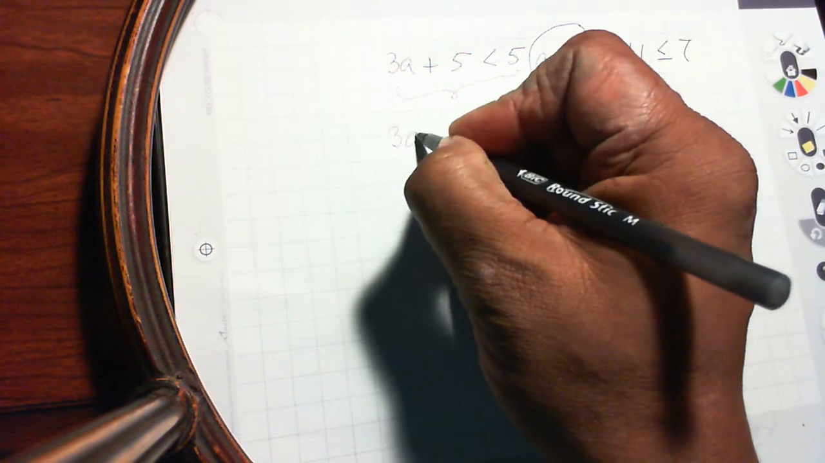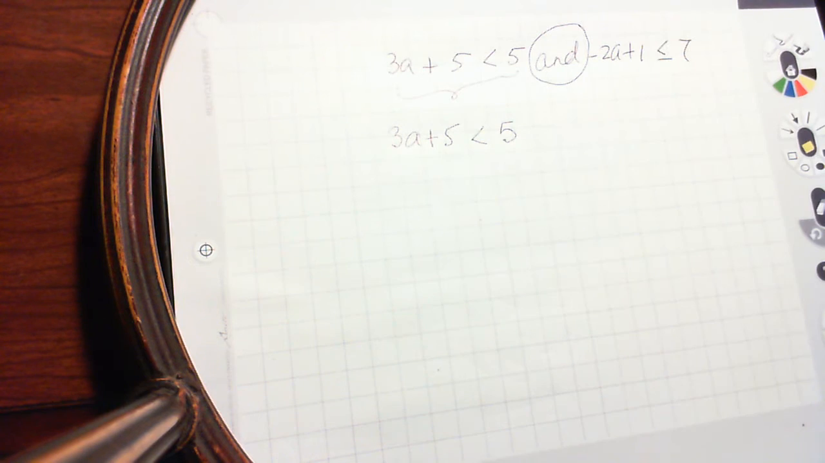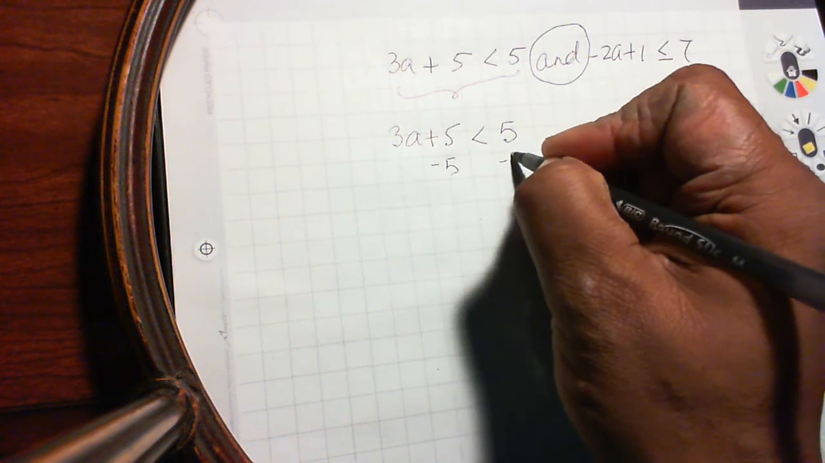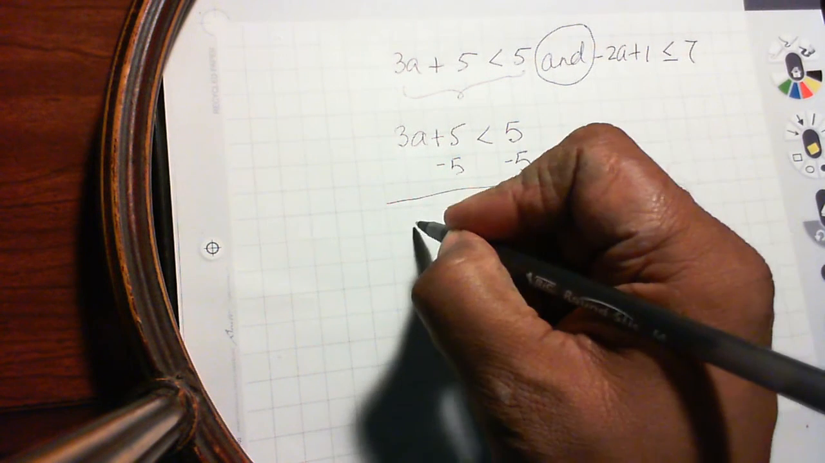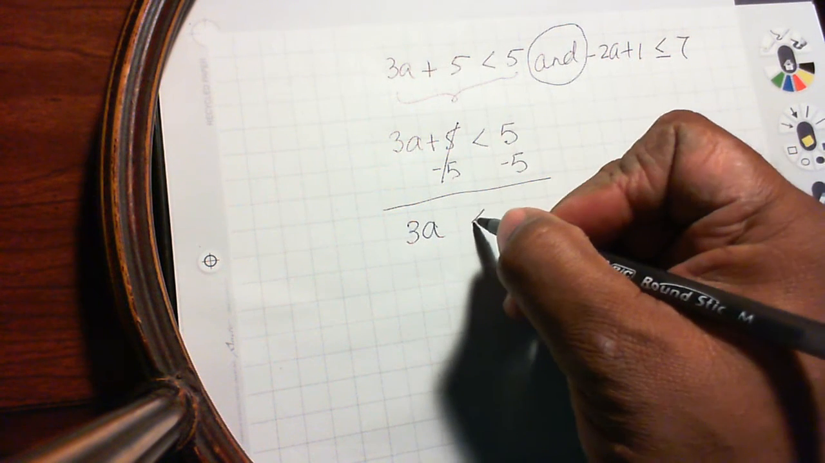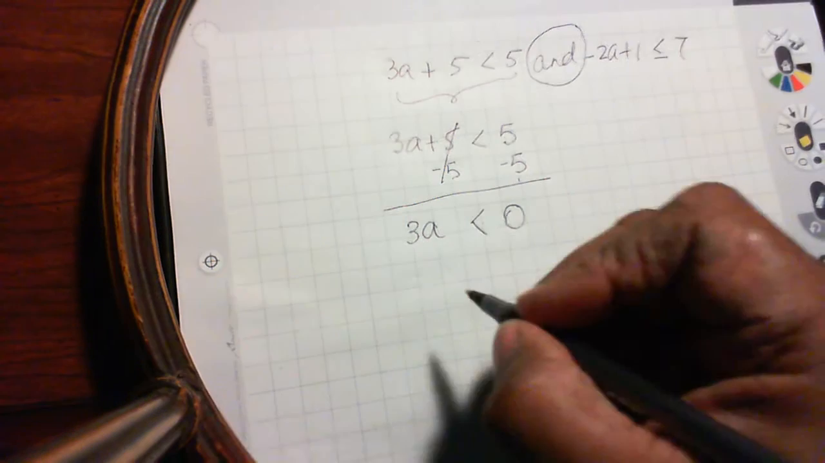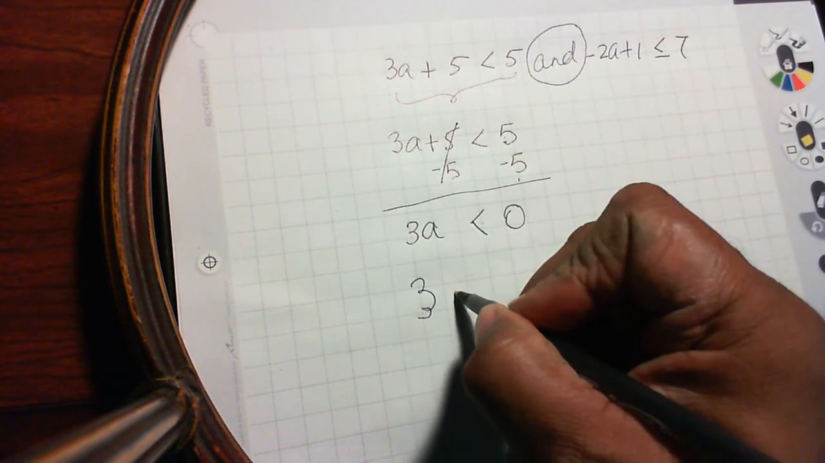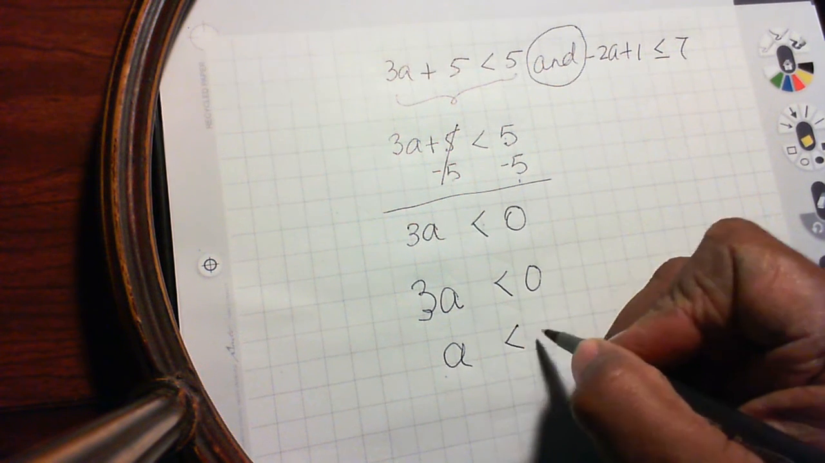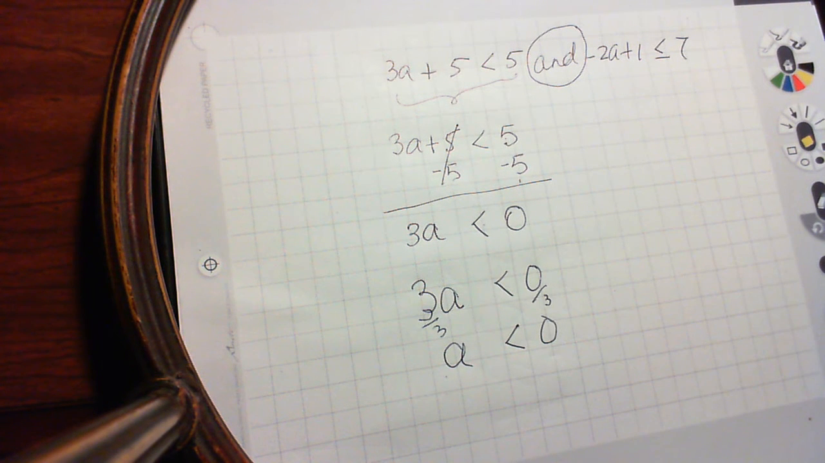So 3a plus 5 is less than 5. We're going to take out a 5 from both sides of the inequality. So we're going to have 3a, these two will add up to 0, is less than 0, right? 5 minus 5 is 0. So we have 3a is less than 0, and of course a is less than 0. So we divide through by 3, and we get a is less than 0.